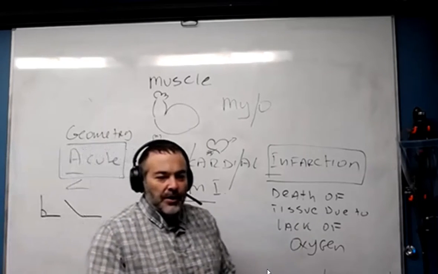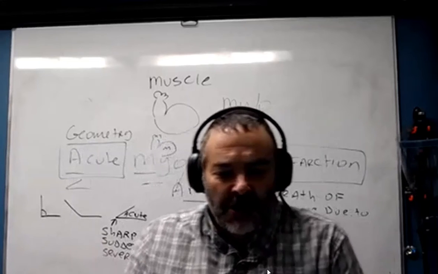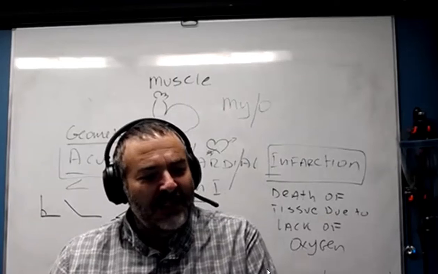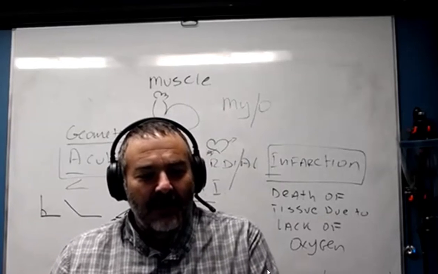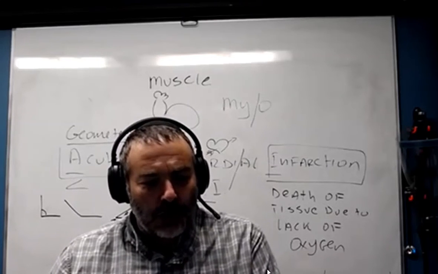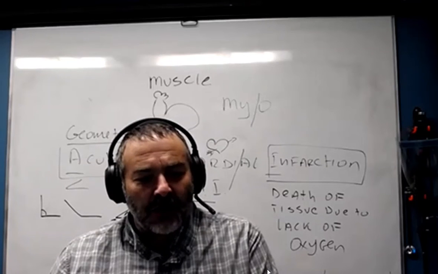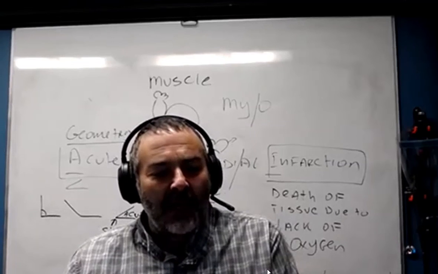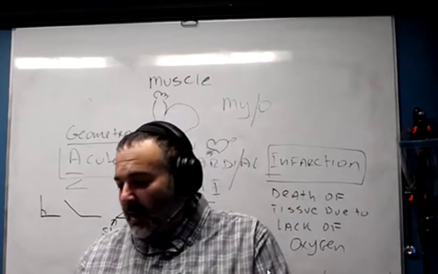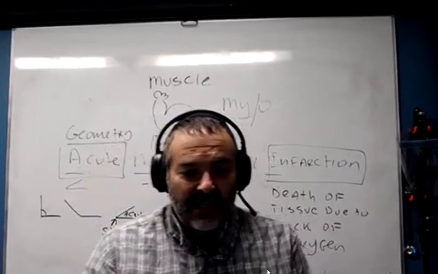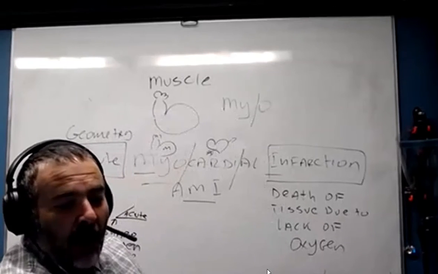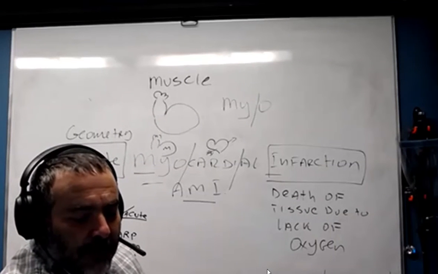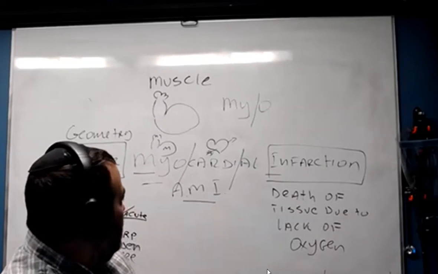Acute myocardial infarction means a sudden or severe death of heart muscle tissue due to lack of oxygen. Folks, what I just told you about is something that you know as a heart attack. That's what a heart attack is. It's an acute myocardial infarction where heart muscle dies due to lack of oxygen. Are you with me so far?